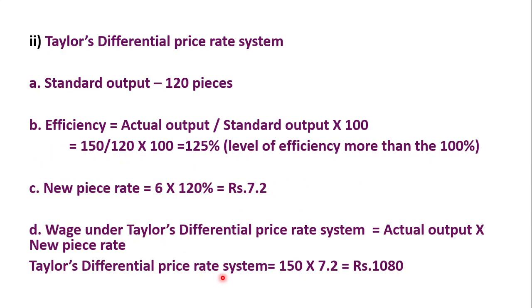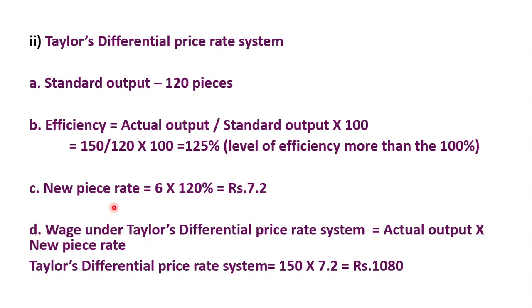Then Taylor's differential piece rate system. There are 4 steps here. The first one is output, that is given in the problem. Standard output is 120 pieces. Then efficiency we need to calculate with the formula actual output divided by standard output into 100. Actual output of the worker is 150, standard output is 120 into 100. So, the level of efficiency is 125%.